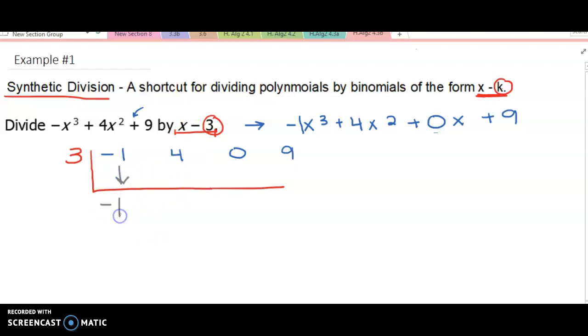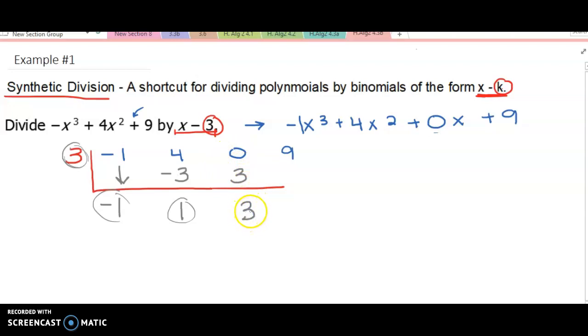Now, when we do this, I always just bring this first number down. This first number doesn't change. Now I'm going to multiply 3 times negative 1, so that's negative 3, and I put the negative 3 right here. After I put that there, the number that goes below is the sum of these two, so 4 plus negative 3 is positive 1. Once again, I multiply 1 times 3, that's 3, and I put the 3 here. When I add these two, 0 plus 3 is 3.